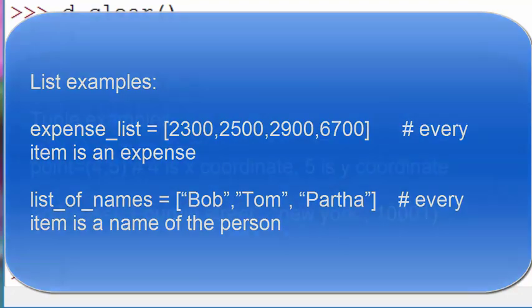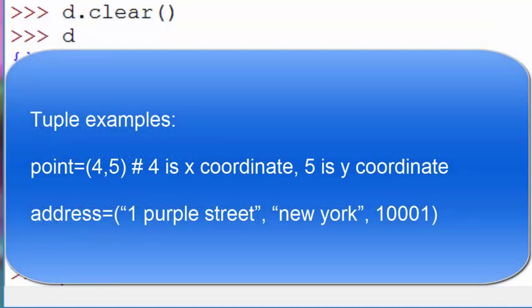A few examples of tuples are point and address. So in an address, together the values serve one purpose, which is that it is the address of one person. But if you look at each individual value, they are different. One is the street name, the other one is the city name, the third one is the zip code.